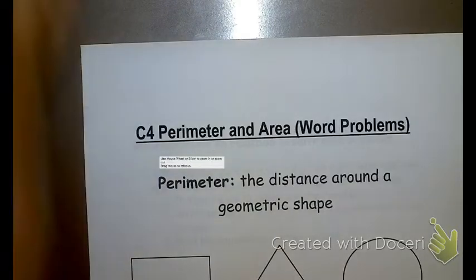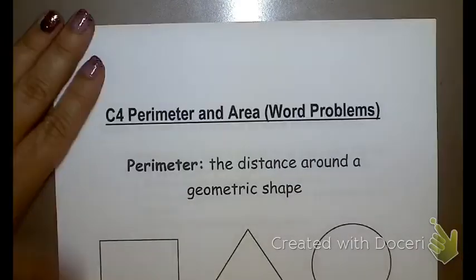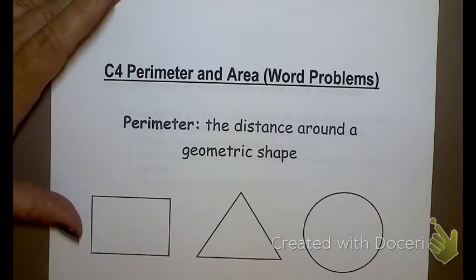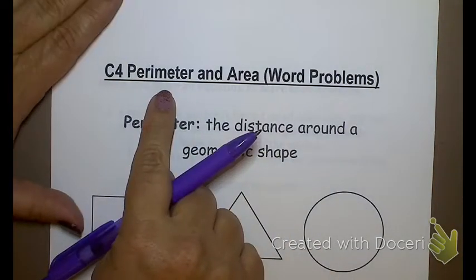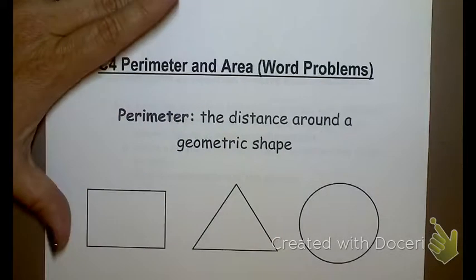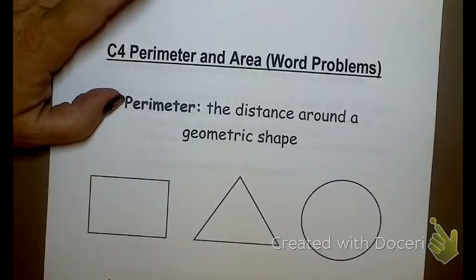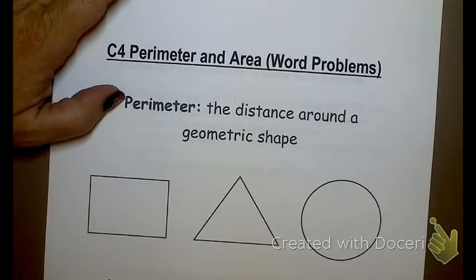So I'm going to start off with some things that you don't have, but if you would like to draw, you are welcome to. We are going to do a couple more word problems specifically about this thing called perimeter and area. You've heard those words before, yeah? Perimeter is the distance around a shape.